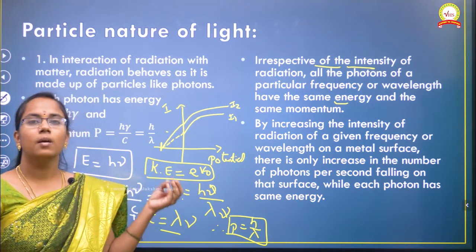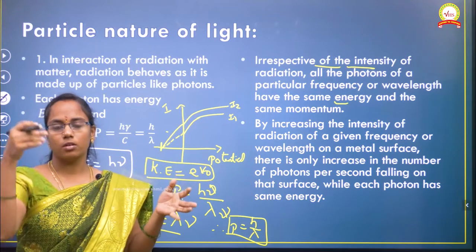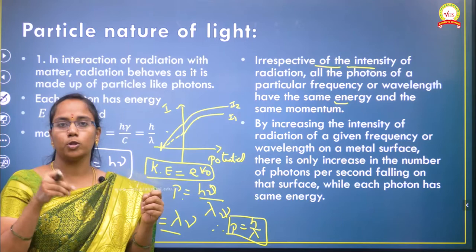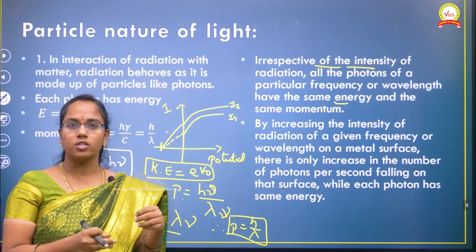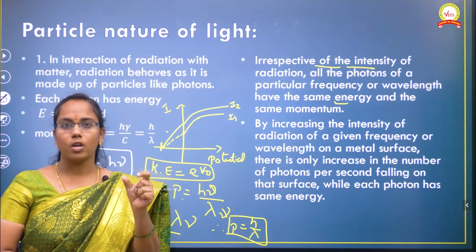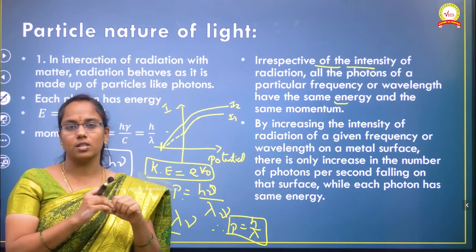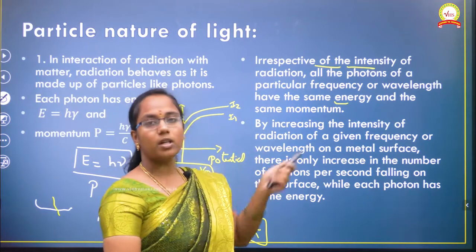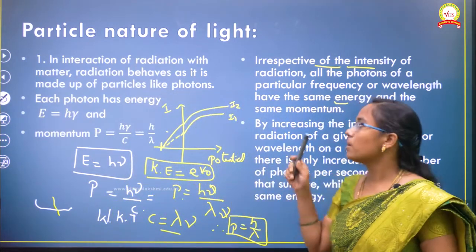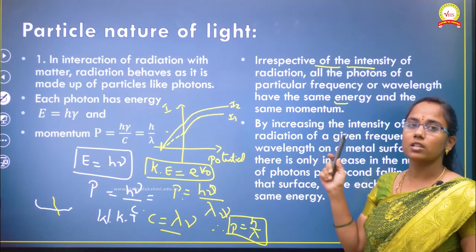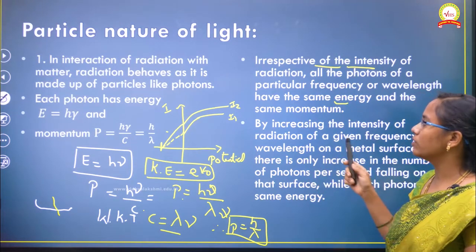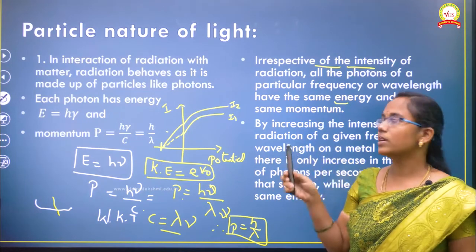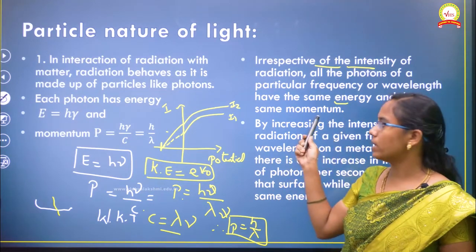So the meaning is all the photons falling on the metal surface, though you are increasing intensity, will possess the same amount of energy provided you are sending the same frequency of light, okay. So the emitted electron does not depend upon the intensity, it is irrespective of intensity, but it is depending upon the frequency. That's the meaning. So all the photons with the same frequency will have the same energy and the same momentum, okay.